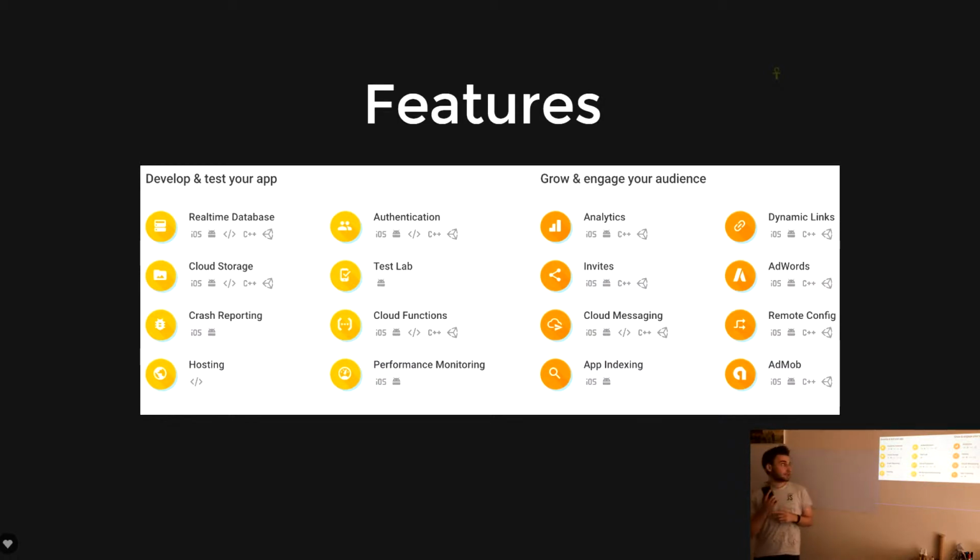So the first one is the real-time database, and that's the main one of their products. The second one is cloud storage, where you may store your files and your images. Crash reporting for iOS and Android. They built really great statistics with these crash reports. They provide hosting, they provide Test Lab.